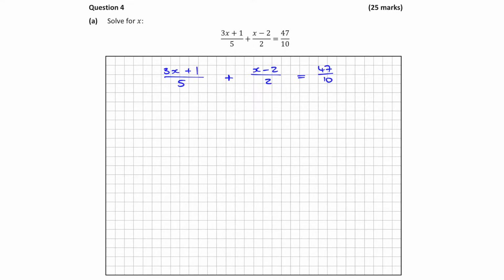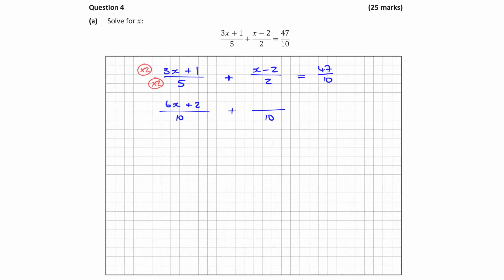Next, I need to get a common denominator. So I'm going to get a denominator of 10. Okay, so I need to look and see how I turned the number 5 there into 10, and how I turned that into 10 was I times it by 2. So if I times the denominator by 2, I have to times the numerator by 2 in order to keep it equivalent. So 2 lots of 3x will be 6x, and 2 lots of 1 will be 2.